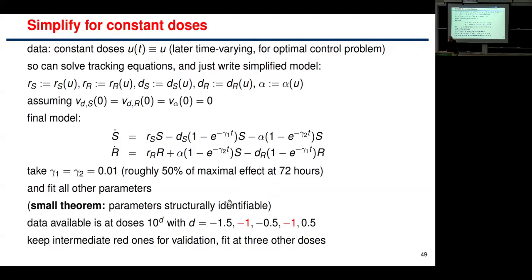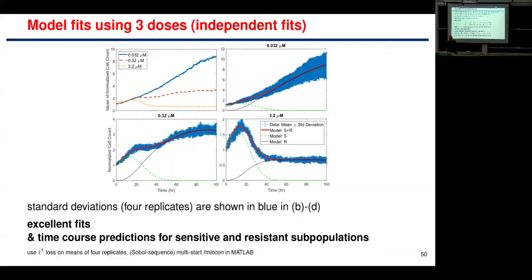That was based on some literature, but then we fit the rest of the parameters. They had 5 sets of doses, but we fitted 3 of them, at the D of negative 1.5, negative 0.5, and 0.5, and kept the other 2 doses for validation. And we get an amazing fit.